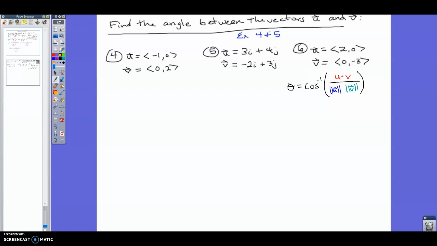Okay, so here we are finding the angle between two vectors. So we're going to look at number 4. Now these are kind of 4-part problems because we got to find the dot product, the magnitude of u, and the magnitude of v. I'm going to label the vectors v1, v2, u1, u2, depending on which vector we're talking about. So then we need to find the dot product.